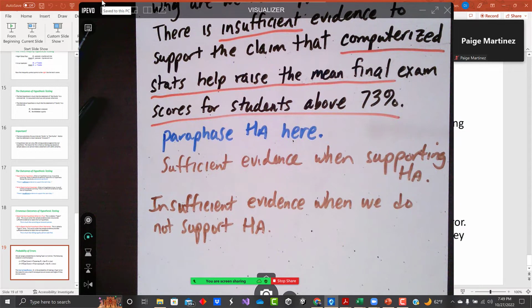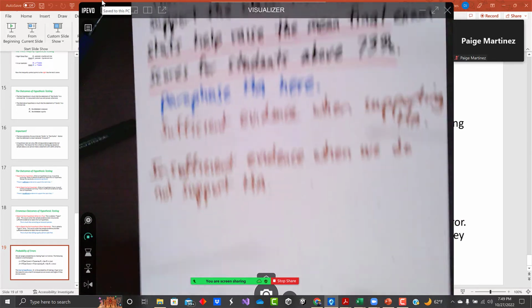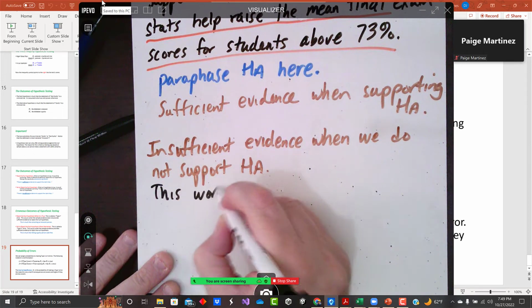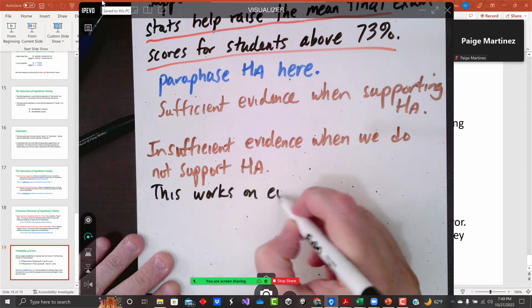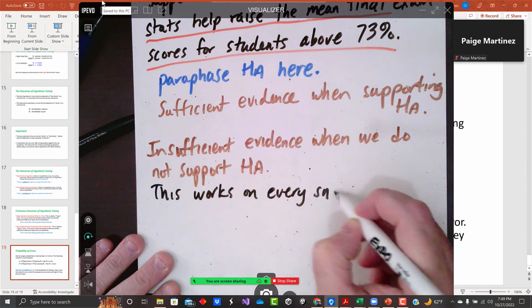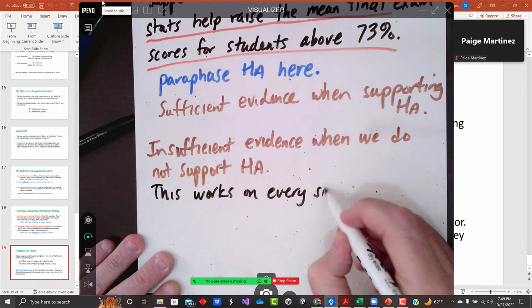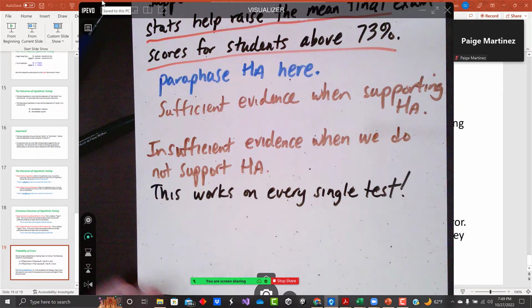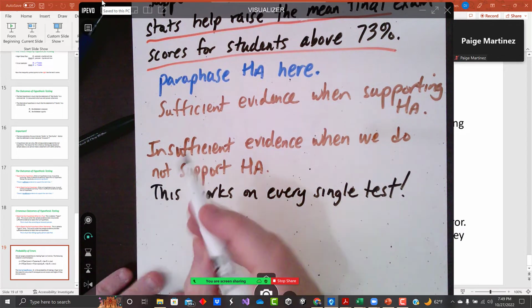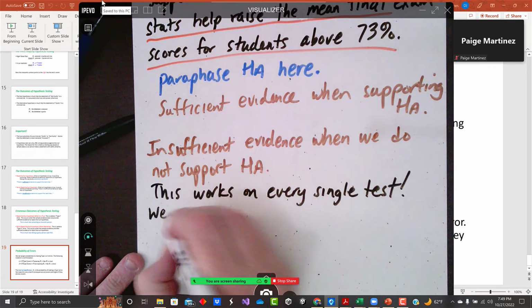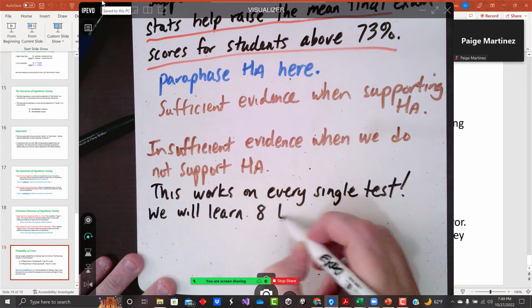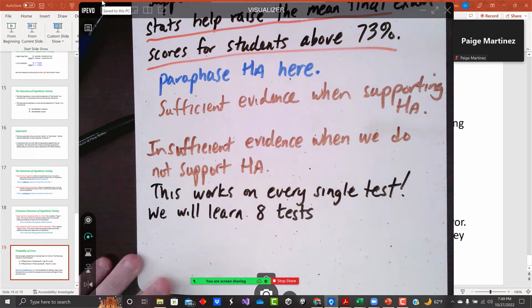So those are the 5 steps of the hypothesis test. And guess what? This works on every single test. We are going to cover 8 different tests. We will learn 8 tests in this class. There are more than 8 tests, but this is just an introduction to statistics.